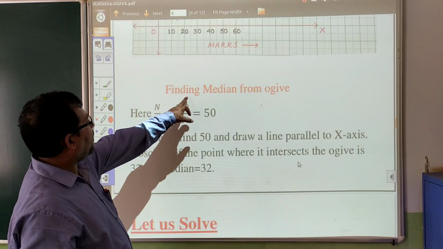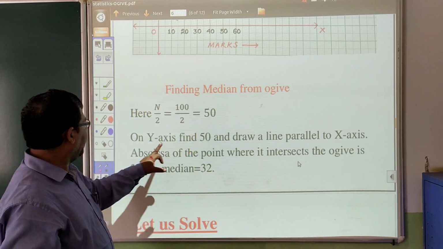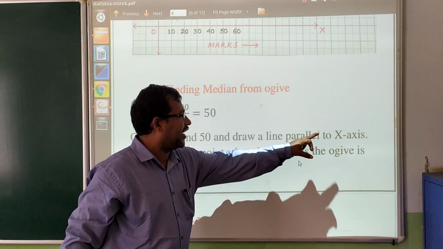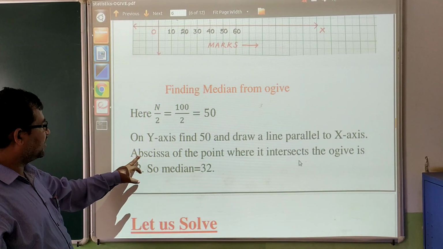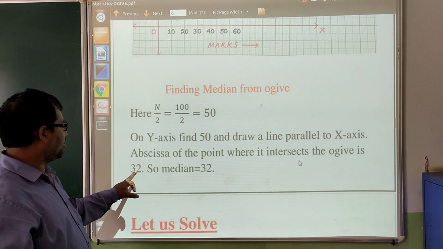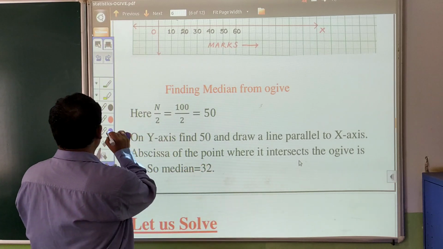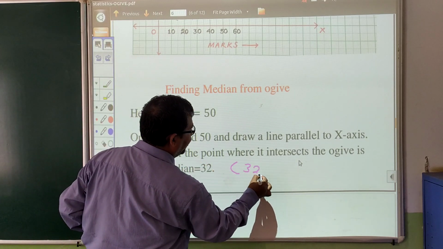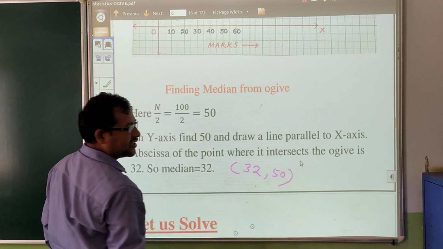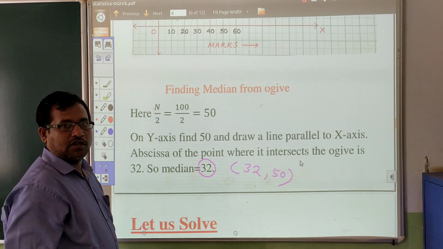So how you write? Finding median from the ogive, n by 2 equal to 50. On y-axis, find 50 and draw a line parallel to x-axis. Abscissa of the point where it intersects the ogive is 32 because the point was, have you remembered? It is 32, 50. So what is the abscissa? Abscissa is 32. So the median will be 32.